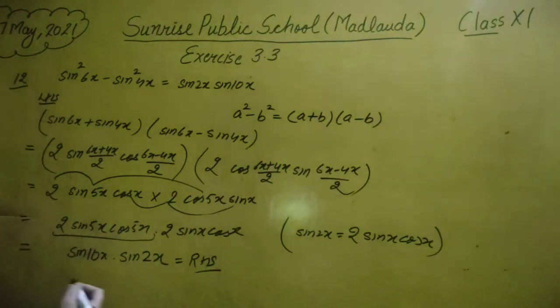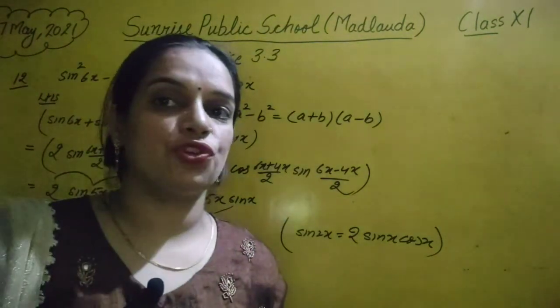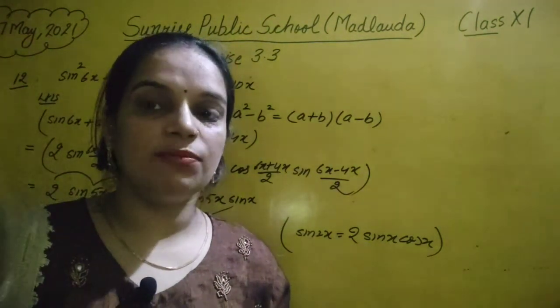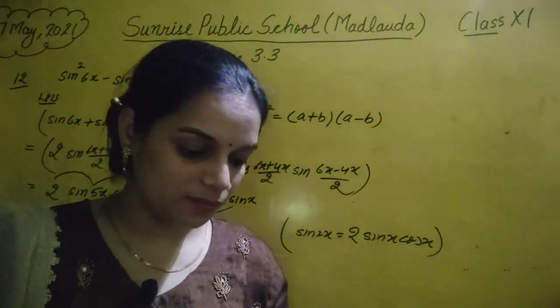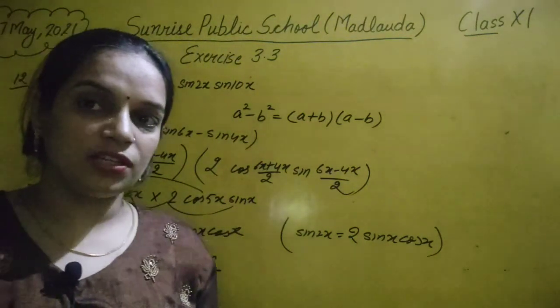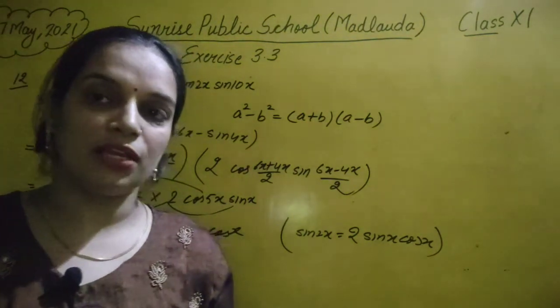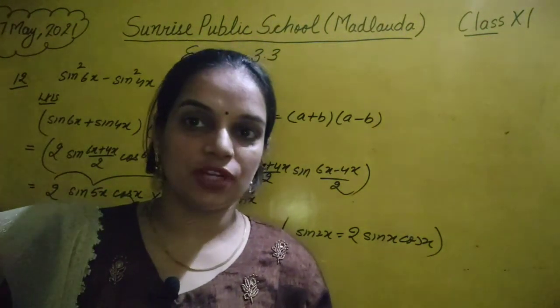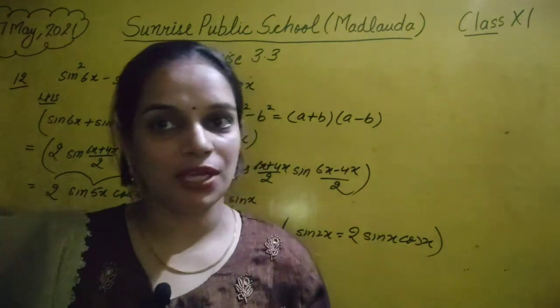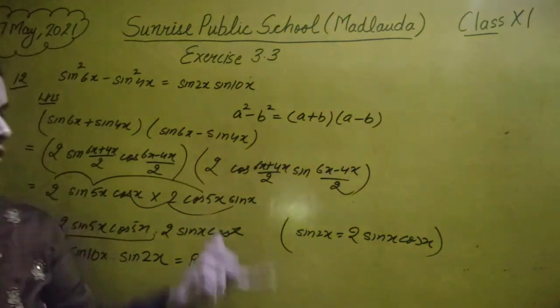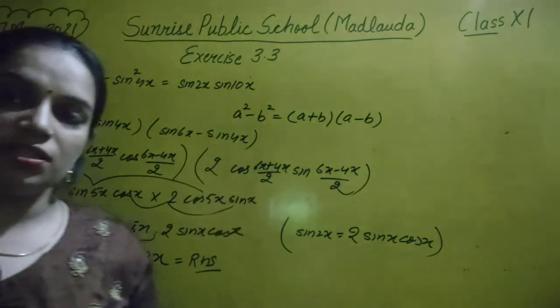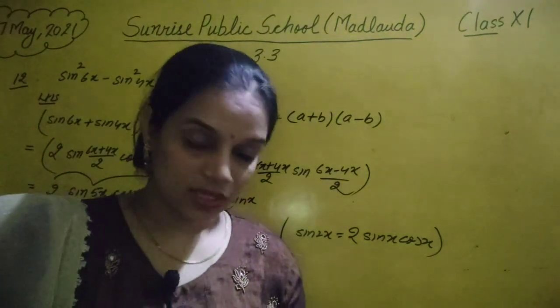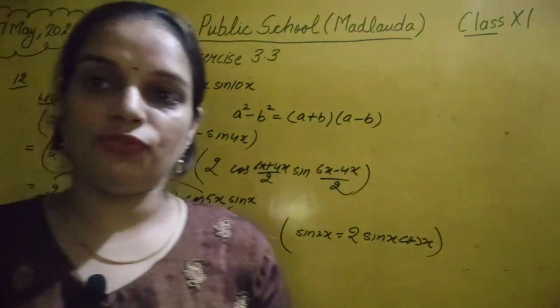And question number 13 is the same as question number 12. Question number 13 you have to do exactly like question number 12. There is cos square of some angle minus cos square of some angle. So again you will use the identity a square minus b square. According to that it will be a plus b into a minus b, and you will follow the same procedure and solve this question. In the next video we will continue our solution.